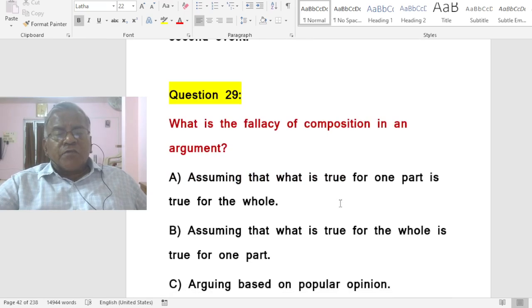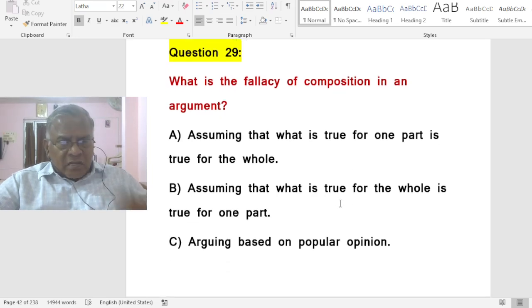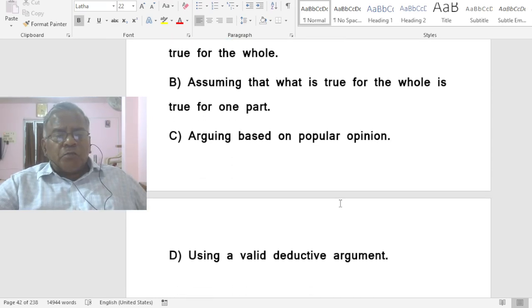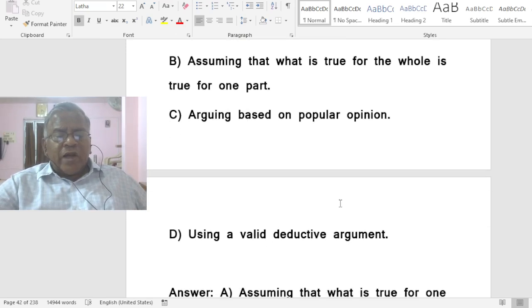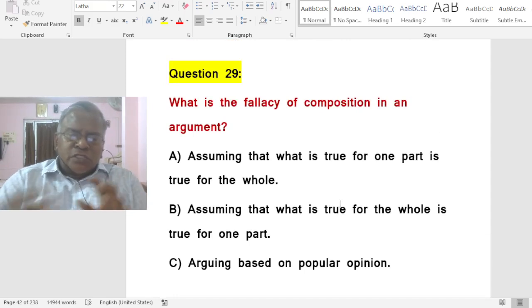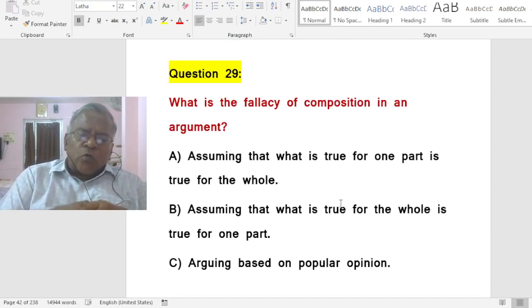Now, what is the fallacy of composition in an argument? Fallacy of composition. There is another type of fallacy. A. Assuming that what is true for one part is true for the whole. B. Assuming that what is true for the whole is true for one part. C. Arguing based on popular opinion using a valid deductive argument. Now, what is the correct answer? What is the fallacy of composition? Assuming that what is true for one part is true for the whole.